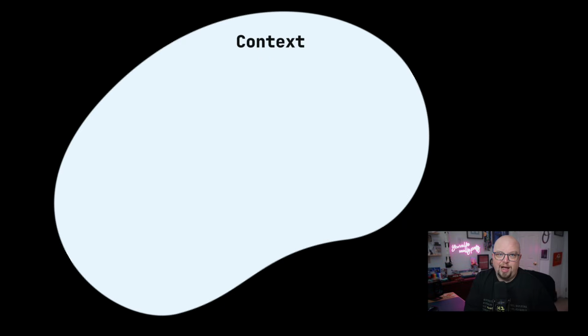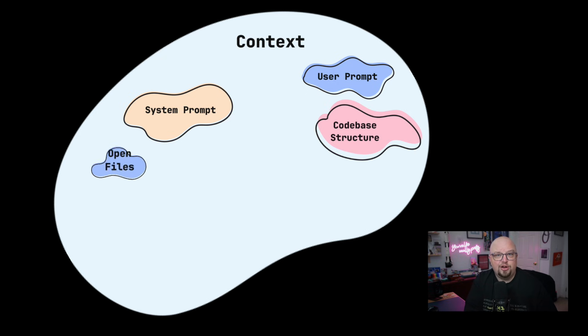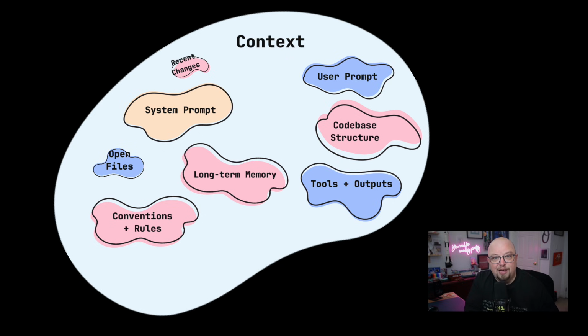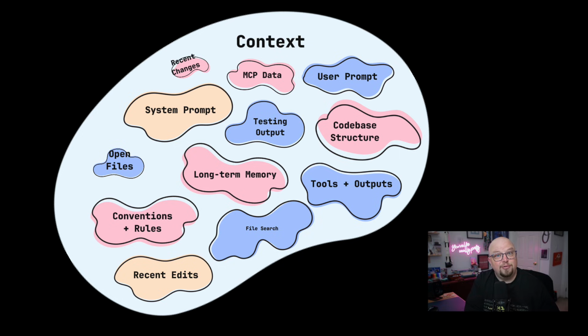So what ends up in the context window? It's not just your prompt, it's a lot of other things. It could be the system prompt, your prompt, which is called the user prompt, the code-based structure it may have discovered, any current files you have open, any recent changes you've made, any conventions and rules that you've defined, the available tools that the agent can use and then their outputs, any built-in long-term memory you might have, any searching that it's already done for files or work it's done to understand code flow or edits we've made recently, and any output from any building and testing it's done and any other MCP data. You can see it can add up really quickly.